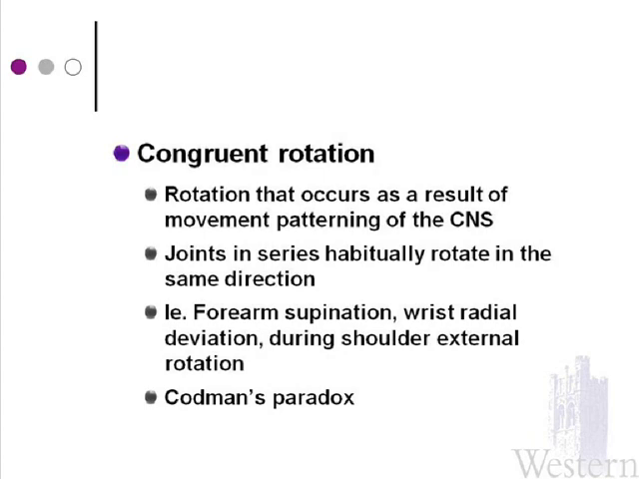These are examples of congruent rotations, movements that occur because the central motor patterns are soft-wired in this way. Codman's paradox is another example of a congruent rotation. Try this. Start with your elbow flexed 90 degrees and your arm internally rotated so that your forearm is resting across your stomach. Maintaining the internal rotation, flex your shoulder over top of your head. Your forearm should now be above your head, your elbow still flexed 90 degrees.